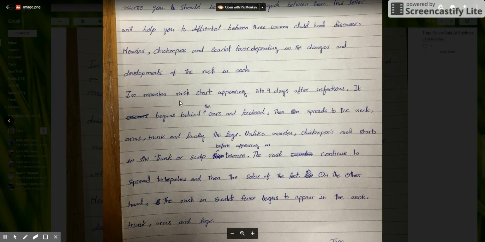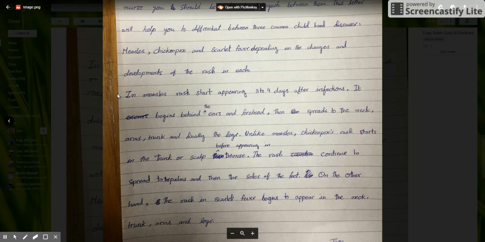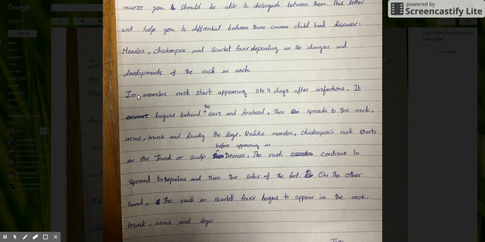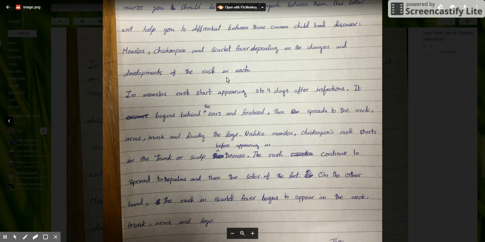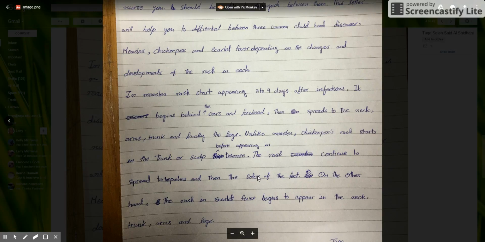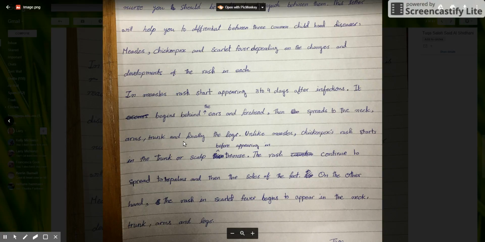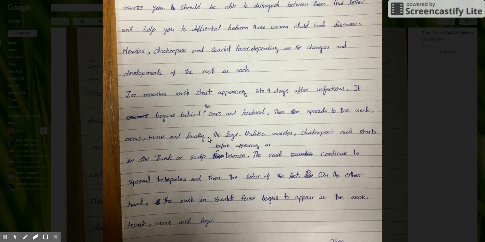Okay, in measles, the rash starts appearing 3 to 4 days after the infection. Okay, so the first sentence, your topic sentence, should tell us what you're going to talk about here. So I think you're going to talk about the appearance of the rash, so let's see how you do. So you're missing a topic sentence here. It begins behind the ears and forehead and then spreads to the neck, arms, legs, trunks, and finally the legs.